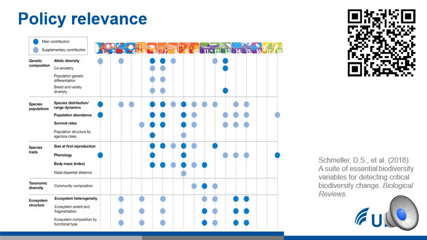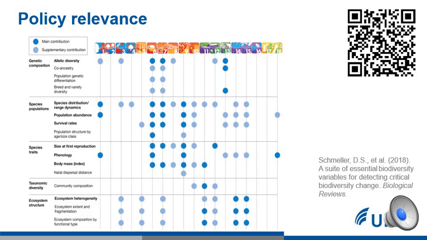We have done an analysis about, for example, policy relevance regarding the Aichi targets. So you can see darker spots are points where this EBV would have an important contribution or the main contribution, but you can see that some of those EBVs may have implications and contributions to different Aichi targets. And you can see that in general there are actually quite a few dots on this table. So the EBVs are definitely of policy relevance.